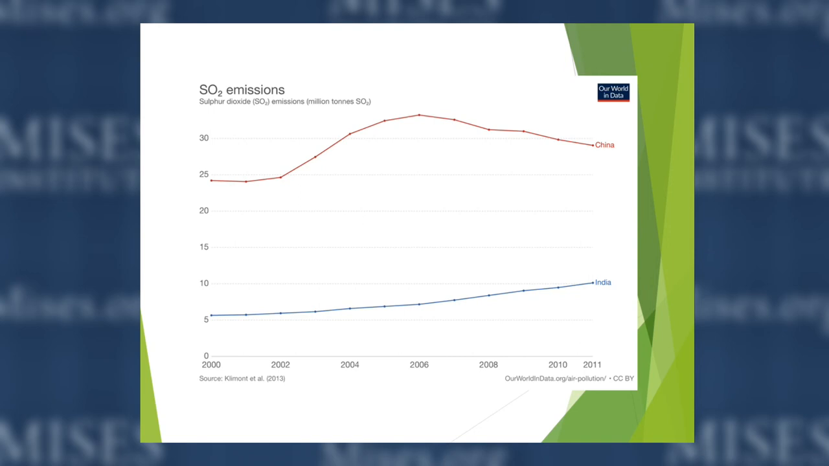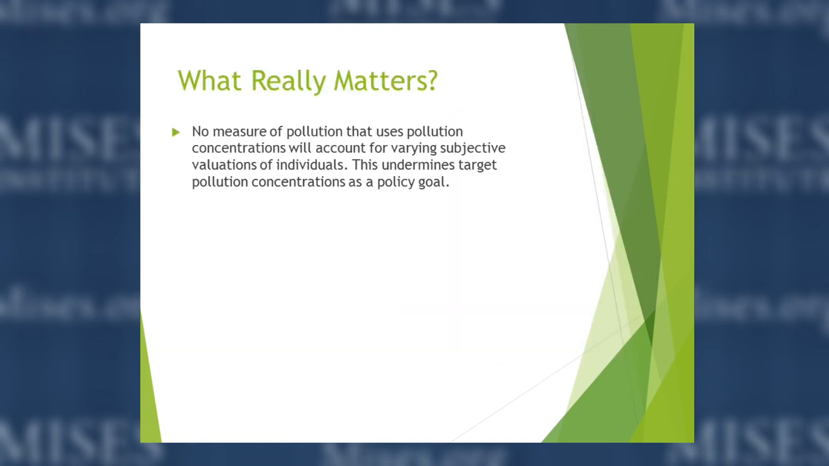But what really matters here is not so much the aggregate amount of pollution or the concentration of particulates or the volume of sulfur dioxide, but how much this is impacting human beings' abilities to meet their personal goals. How easy is it for a person to satisfy his or her own objectives? That's what we're really after. So targeting a particular concentration of particulates or a particular tonnage of sulfur dioxide is missing something important that Austrian economists have emphasized, subjective value.